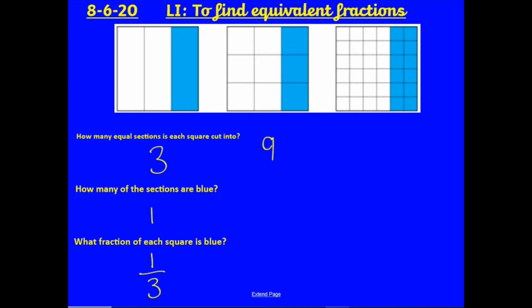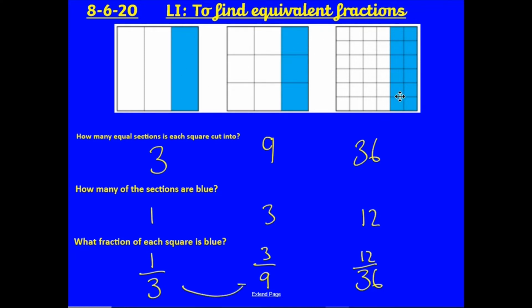Next one, I've got 9 sections to my square. How many are blue? 3, which is 3 out of 9. 3/9. And this one here, well, 1, 2, 3, 4, 5, 6 times 1, 2, 3, 4, 5, 6. So that is going to be 36. So it's 36 sections. How many are blue? Well, if there's 6 down this side here and 6 there, that must be 12. So that's 12/36.